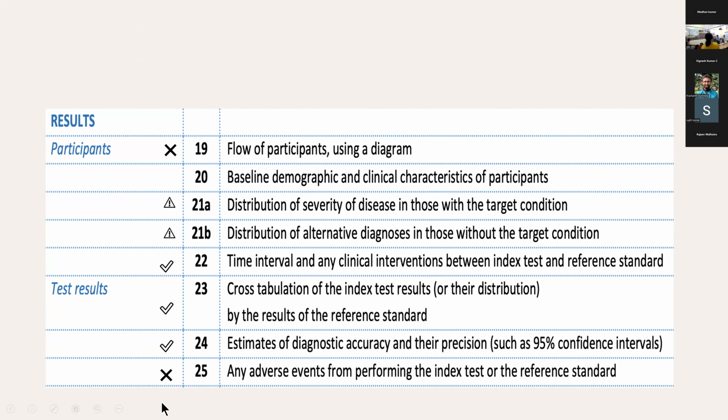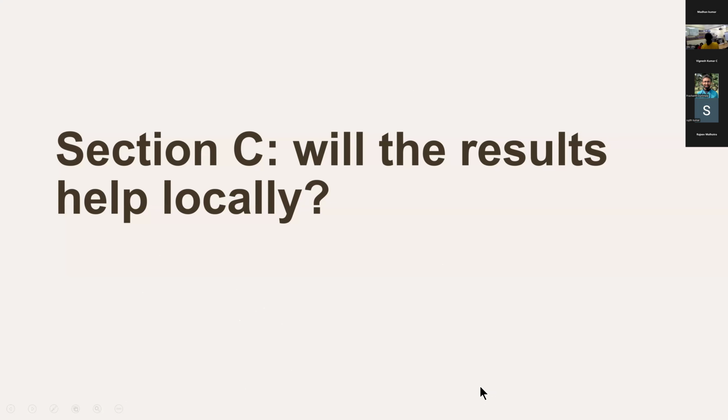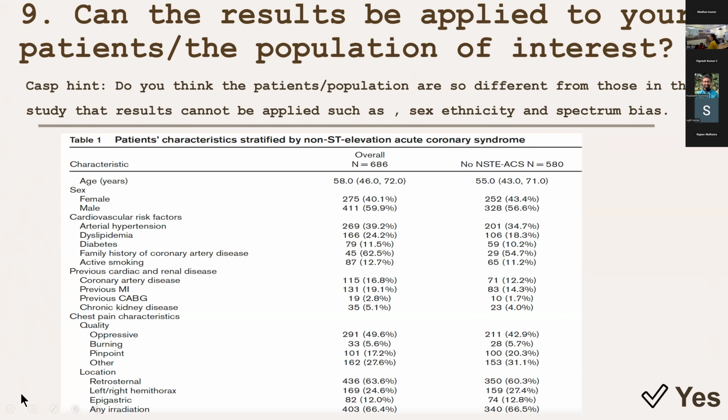So now, the most important part of a study that you're interpreting: we want to know whether we can apply this locally, right? So will the test results help locally? Can the results be applied to your patients, the population of interest? Here we need to look at our baseline characteristics and see, would this be similar to what we would get? Again, this was a single center study done in Italy. So yes, it was not like a multi-center trial. But as such, in terms of will we get patients with chest pain to our ED? Yes. So I think that's a good starting point.